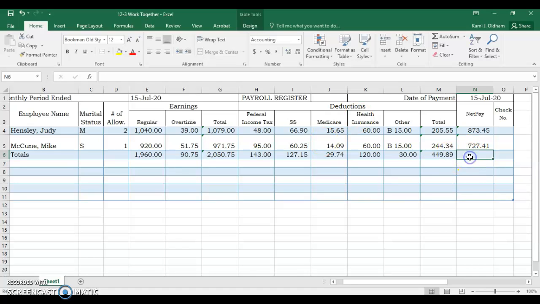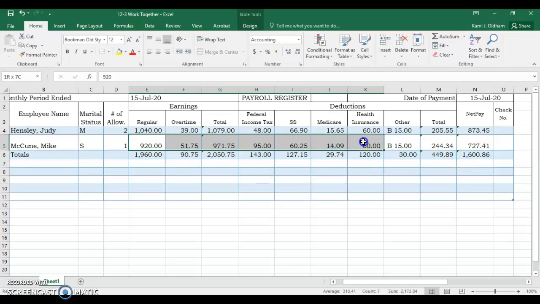Okay, and then you would have your net income of 1,686. So how do you actually prove it? Well, what I did when I entered these numbers was add the columns, but I could also prove it by going across and treating this as if it were one employee. So does 1,960 plus 90.75 equal 2,050? And then does 2,050 minus my 449 equal 1,686? And that's how I prove that I've actually done it correctly.